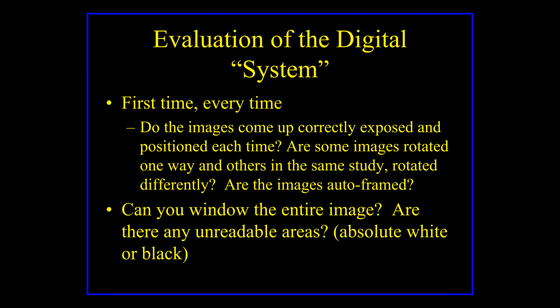Every time you press that button, you want the images to come up correctly exposed where there's everything in that field of view that you can see. You want to minimize how much you have to manipulate the image yourself with the mouse. You don't want to have to rotate it, flip it, adjust the brightness, contrast. Ideally, every time it should come up first time, every time, and be a nice, perfect image. And again, the really nice digital systems will do that. The cheaper ones don't do that.